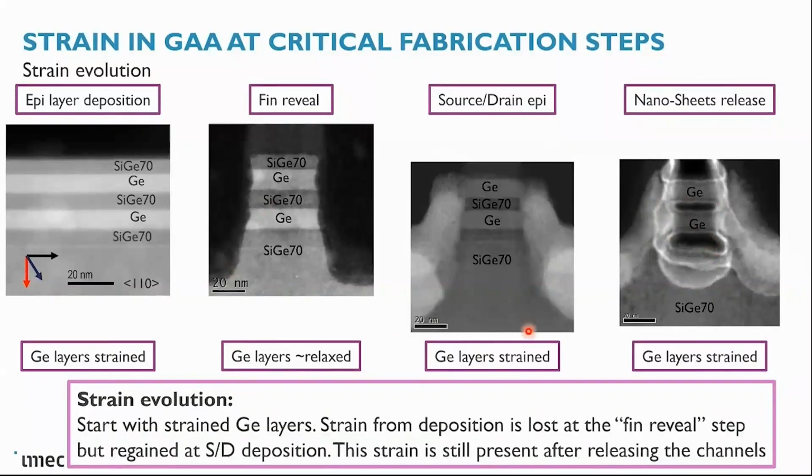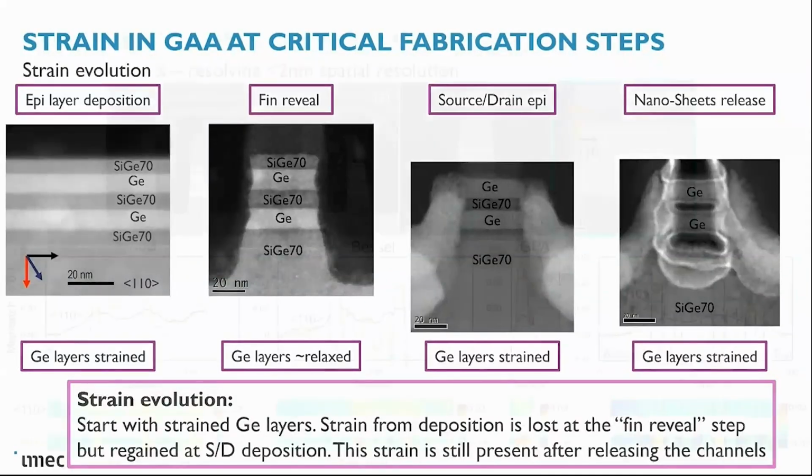So this work was done some time ago, and the dimensions of these devices are still large compared to those of modern devices. In order to take this into account, in order to be able to measure strain in extremely scaled devices, we need a better spatial resolution.